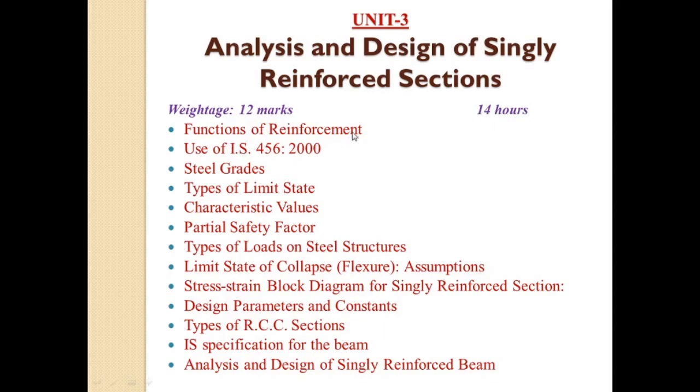So what are the points which we have to discuss in this unit? Let us see one by one. That is function of reinforcement. Second one is the use of IS 456 2000. Then steel grades, that is Fe 250, Fe 415 and Fe 500. Then types of limit state, that is limit state of collapse or flexure and limit state of serviceability. Then the characteristic values, that is characteristic load and characteristic strength. Then partial safety factor for steel and concrete.